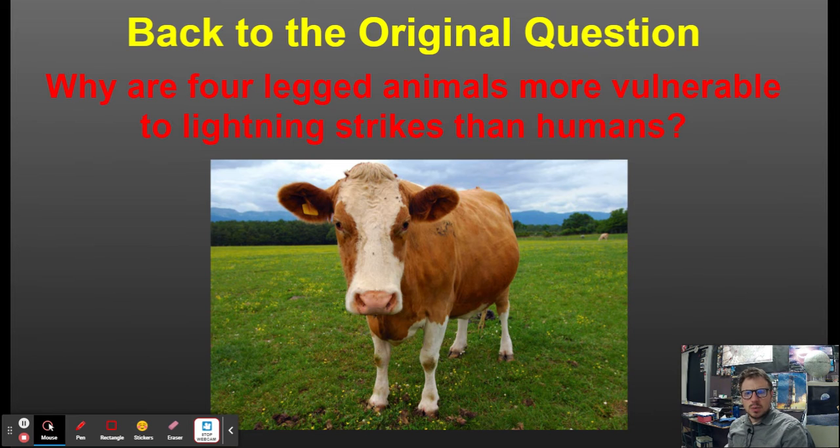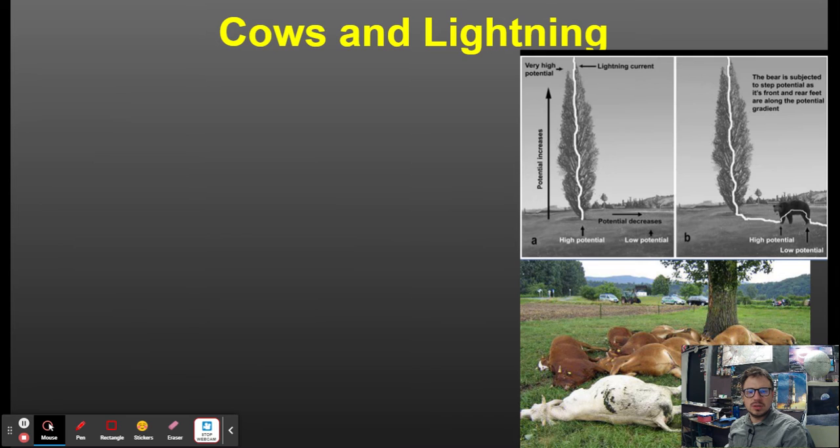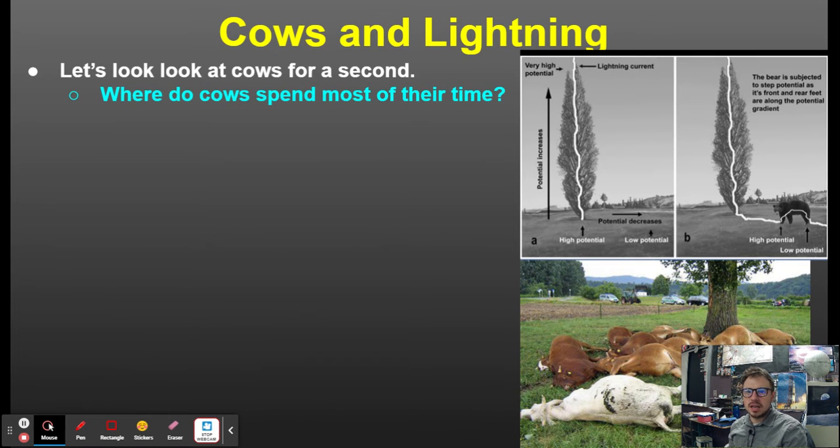So let's answer this question though. Why are four-legged animals more vulnerable to lightning strikes than humans? This brings us to cows and lightning. So where do cows spend most of their time?